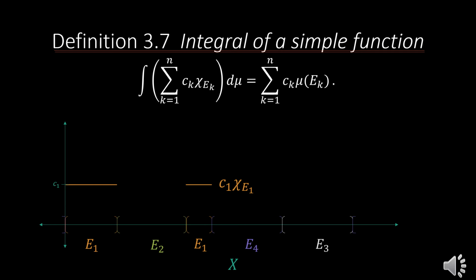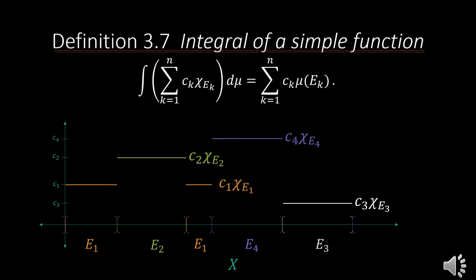The same is true for C2, and for C3, note that we do not have the requirement that C1, C2, and so on are strictly increasing. So C3 can be all the way down here. Lastly, our simple function reaches the value of C4 on this interval here.